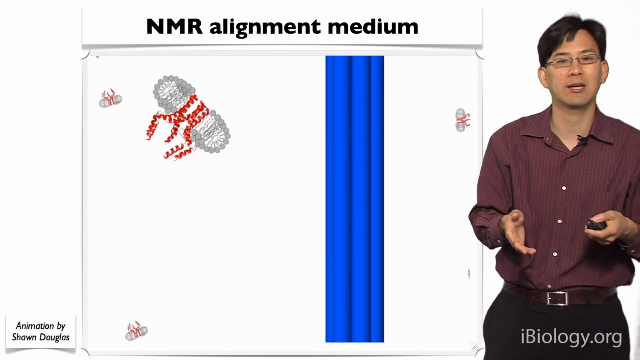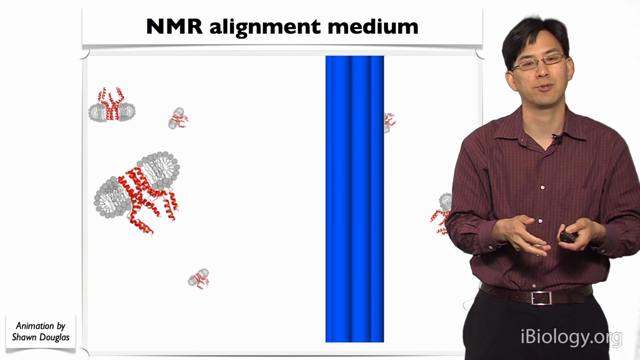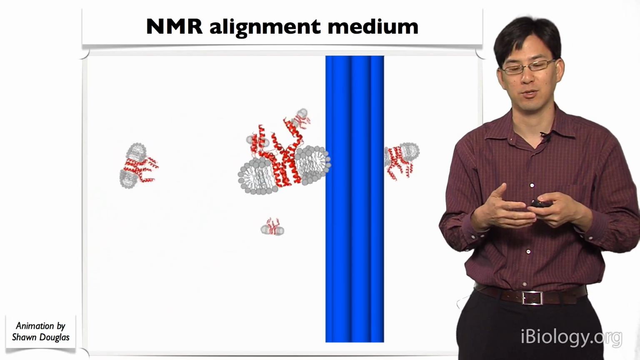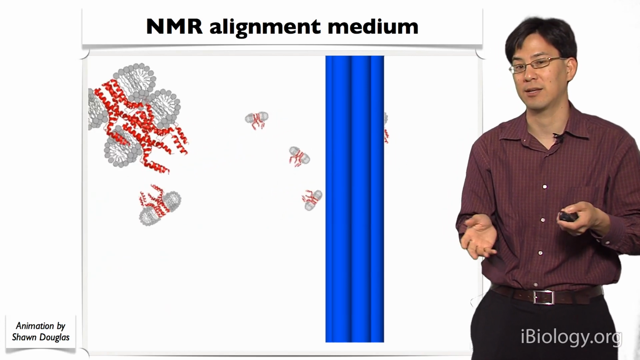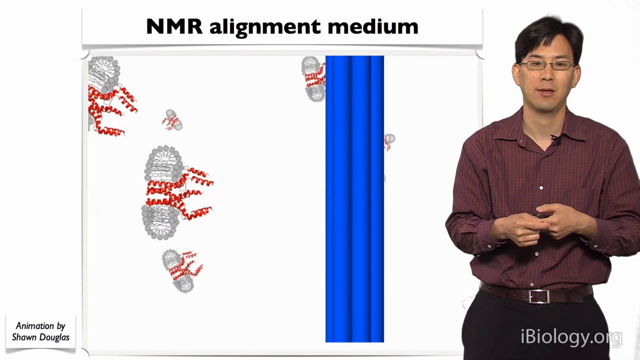So I mentioned that this weak alignment method has been around for a while. Unfortunately, it's only been accessible to people studying soluble proteins because the most popular alignment media turns out to be a natural bacteriophage related to the M13 bacteriophage.